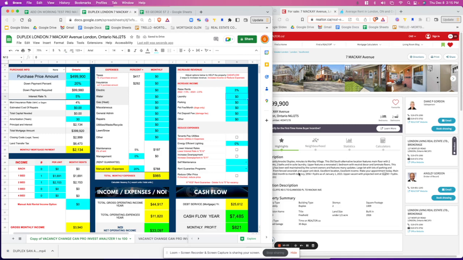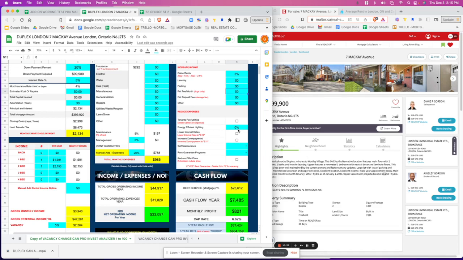Laundry, it looks like they said there's laundry on the main floor. You're not going to charge for laundry. Parking, you're not going to charge for parking. It's a duplex, right? Pet fees, there are 2 units. You may have a pet in there. I'm going to say no. Okay. Tenants pay utilities. Yes. That's why there's nothing up here. You don't see anything up here.